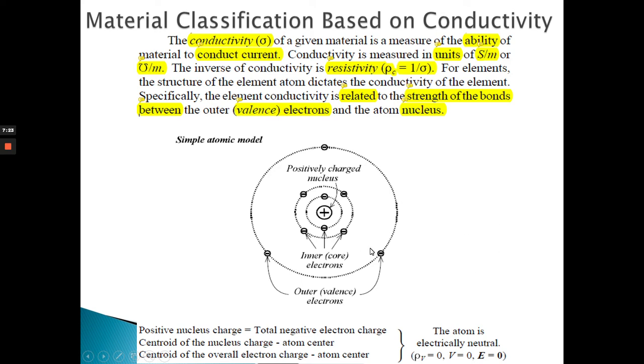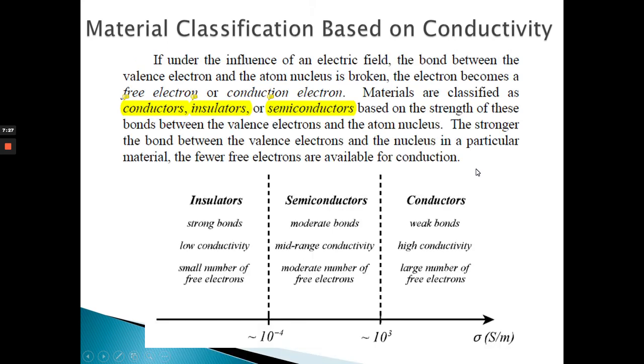So we move on to our next slides, that basically based on this conductivity we can classify any material into three different criteria of materials, basically two, but we consider three actually.